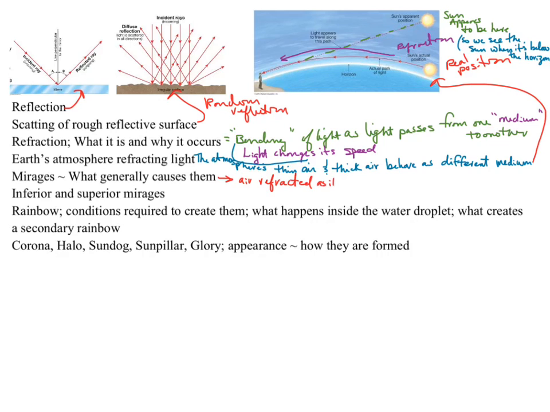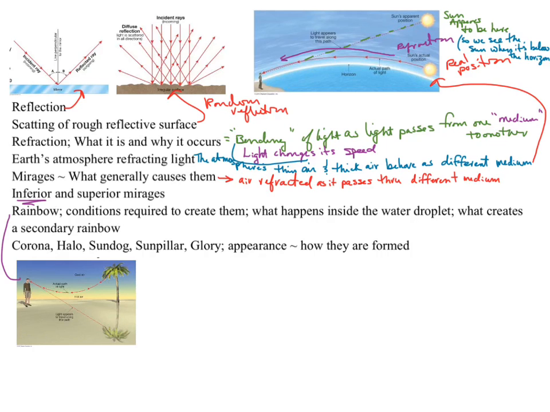Okay, so mirages, what generally causes them is different densities created by air at different temperatures. There are two types of mirages: inferior mirage and superior mirage.